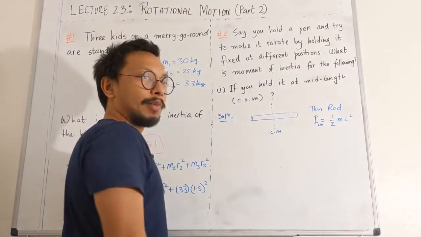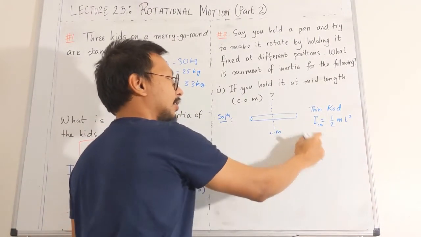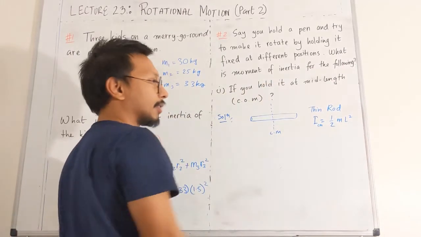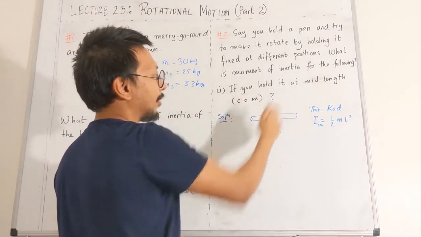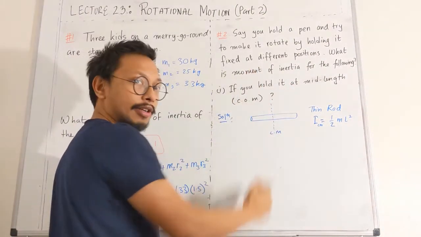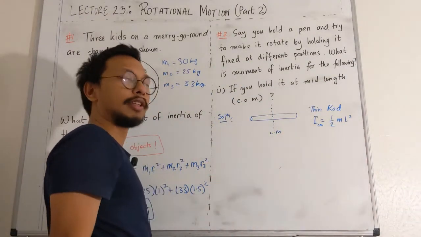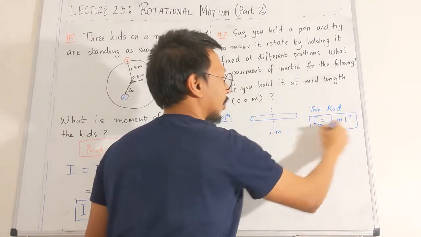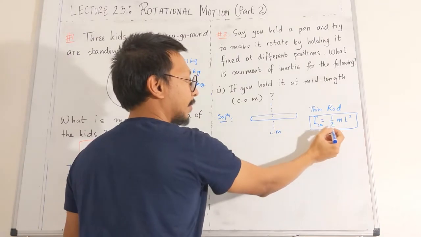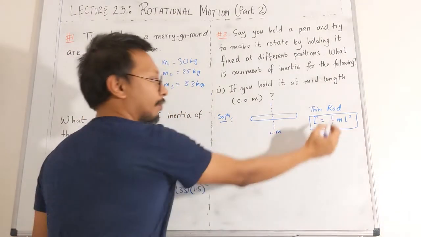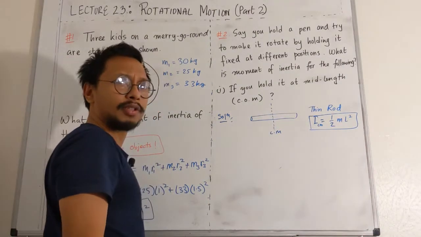The table gives me the moment of inertia of a thin rod when the axis of rotation is at the center of mass. Okay, so the direct answer to the first part of this question, what is the moment of inertia if you hold it at the center of mass, that is if you fix your axis of rotation at the center of mass, we can just look at the table and write the answer down because we have modeled the pen as a thin rod, and the moment of inertia about the center of mass axis is 1/2 ml squared. M is the mass of the pen, L is the total length of this pen.